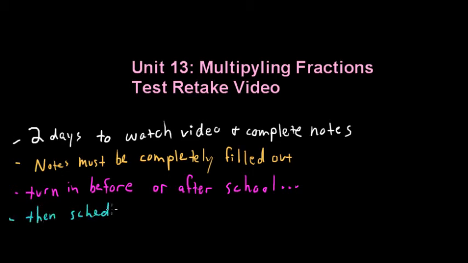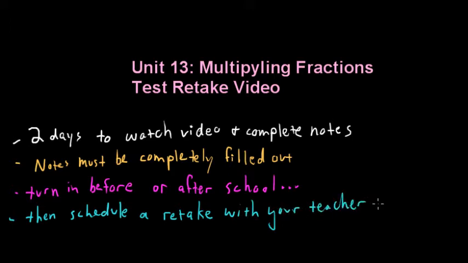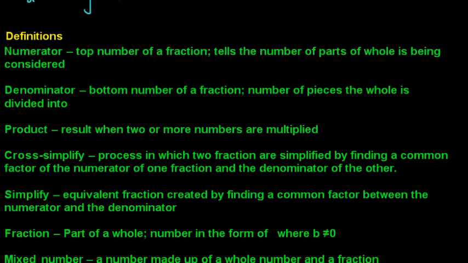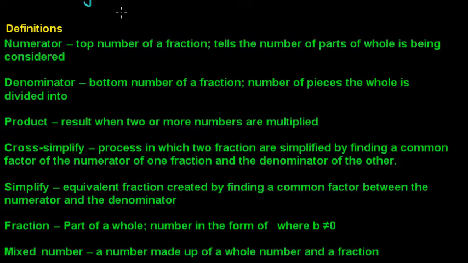And then you need to schedule a time to come in and do a retake to earn a new score for your exam, for the Unit 13 exam. So, I know with on level, whatever score you earn replaces your old score, and then for pre-AP you can earn back up to a 70 at least.